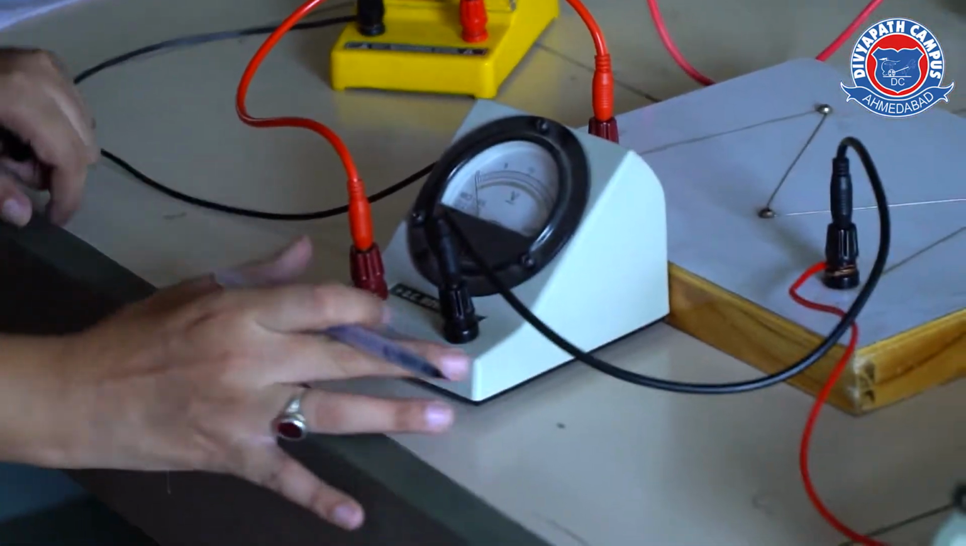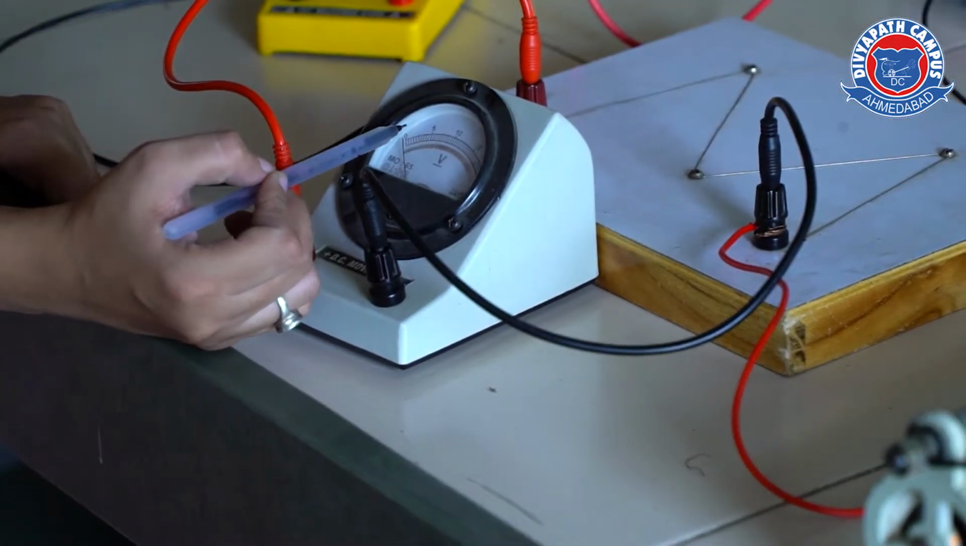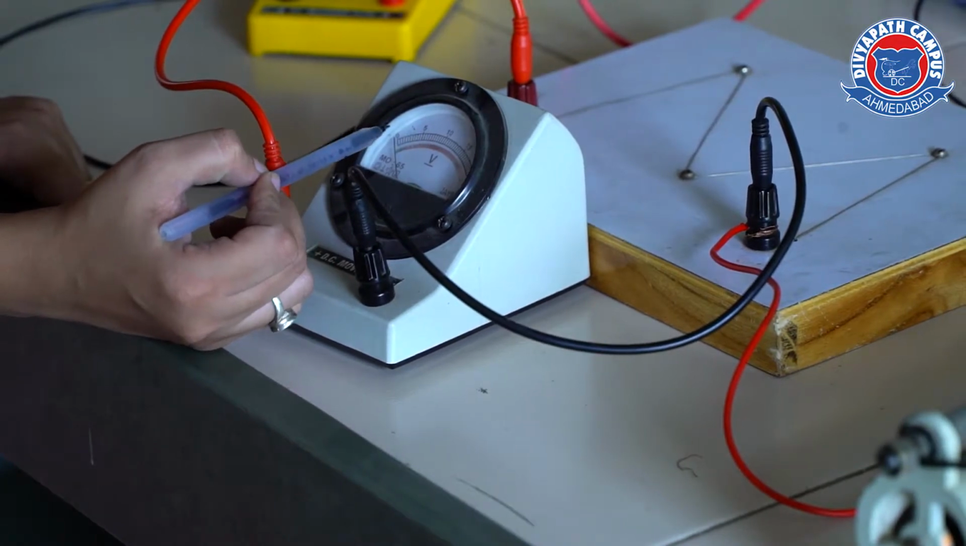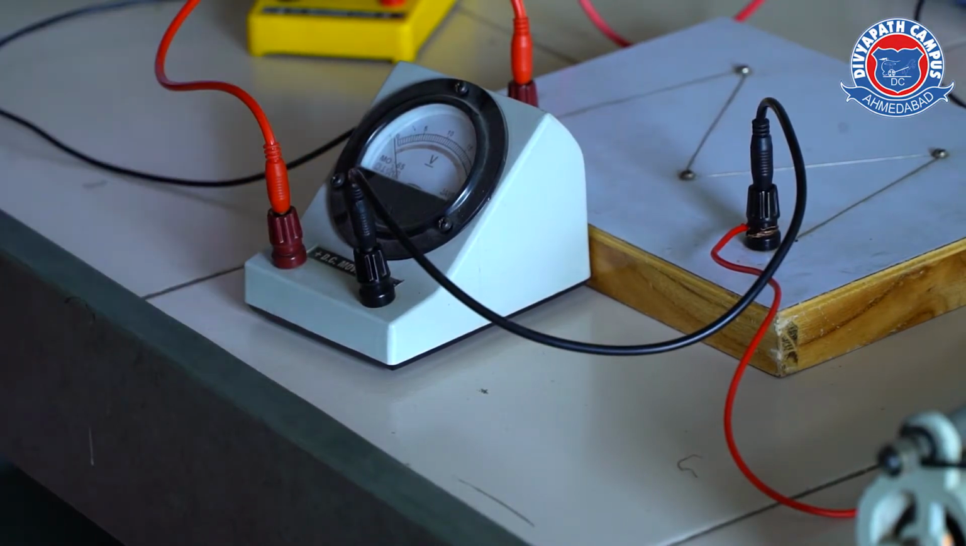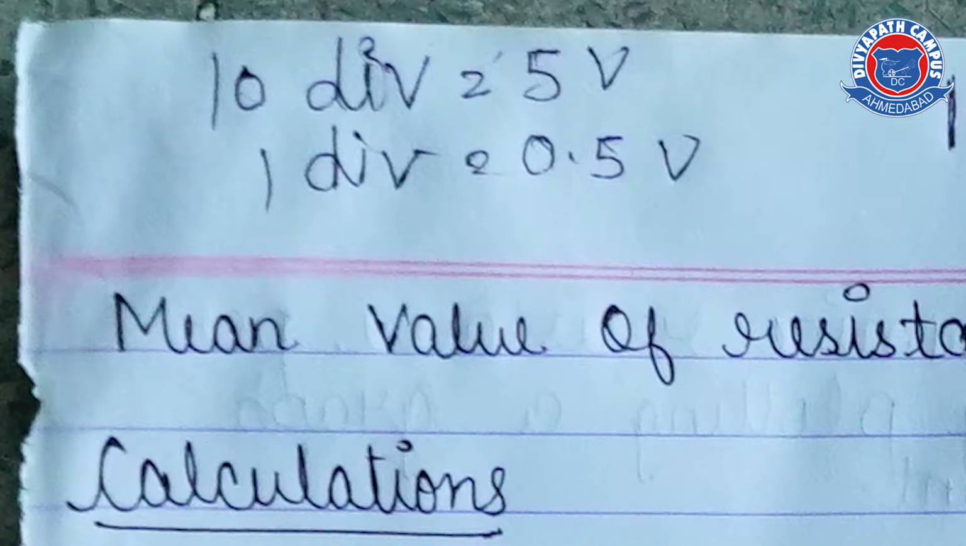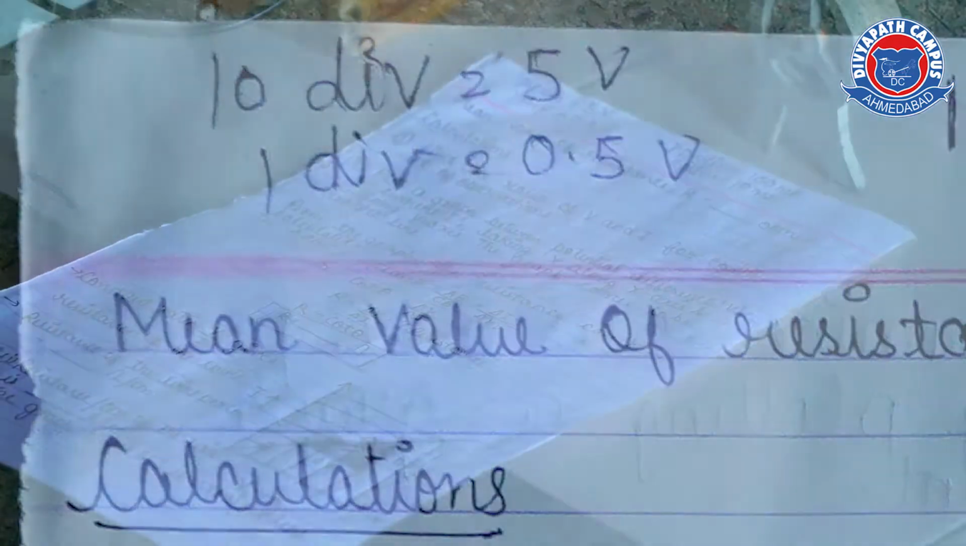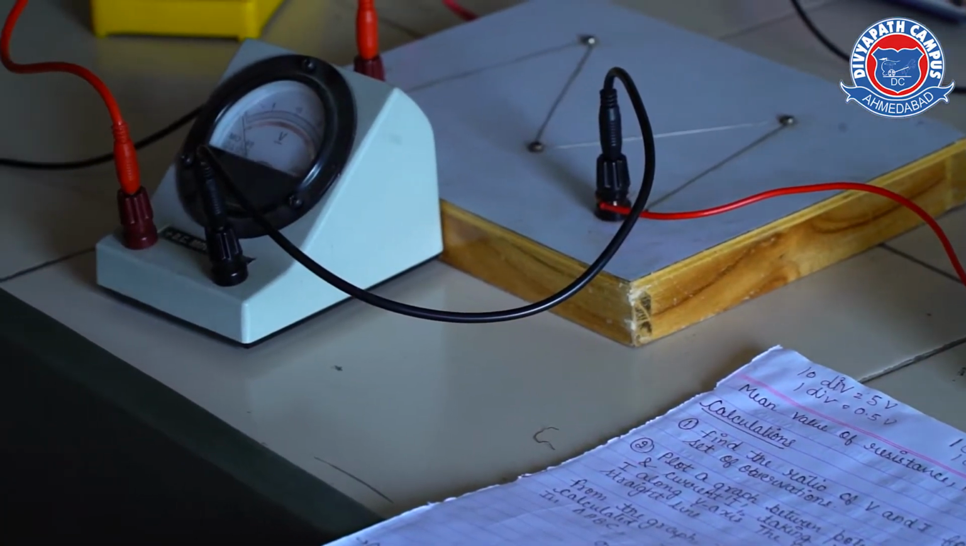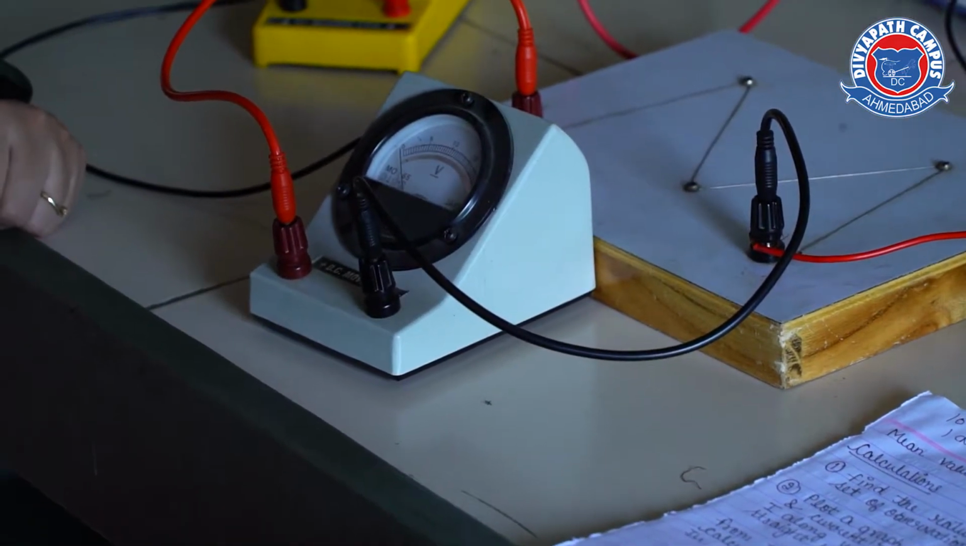Similarly here, my 10 divisions is 5 volt, so one division will be 0.5 volt. So if I get one single line here, that means I have 0.5 volt here.